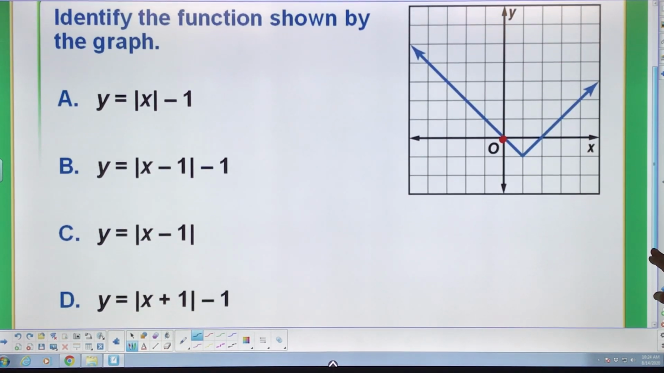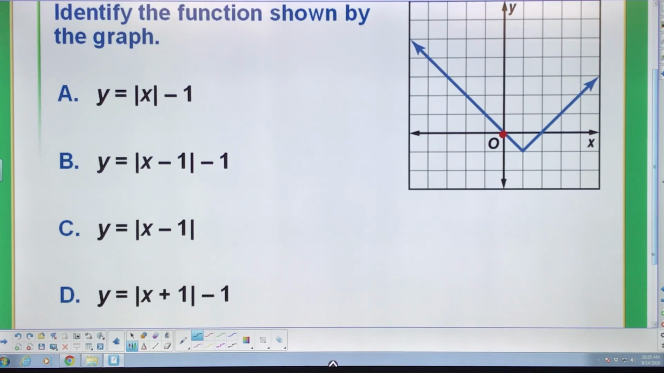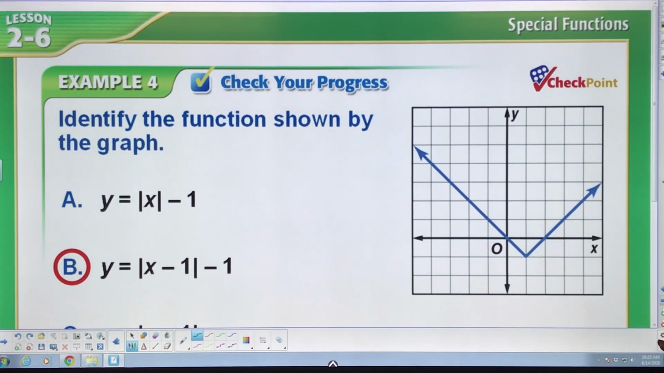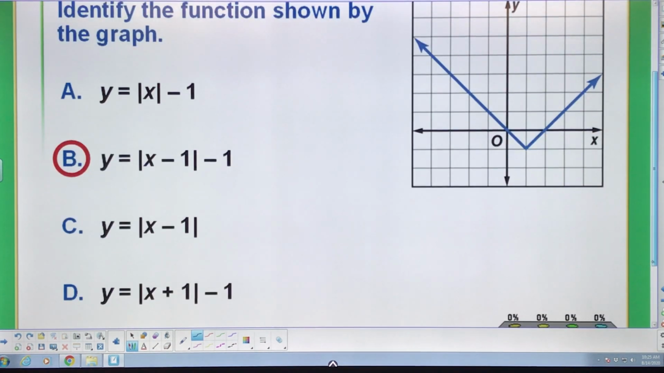Identify the function shown by the graph. You just have to kind of do T-charts and plot points and see what this is, and it is B. You say, how'd you know that? Well, because I've done a few of these. It is B.